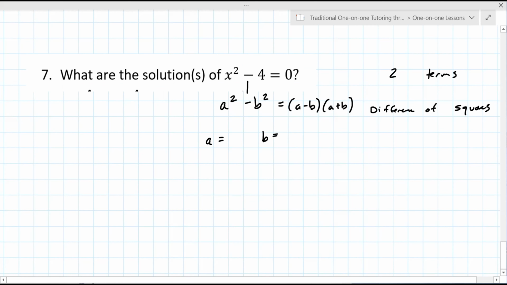Notice the minus is here. The minus means you're really just looking at the 4. What squared gets you to 4? 2. And x squared gets you to x squared. So now all you have to do is substitute these numbers into the equation. It's x minus 2, that's a minus b, x plus 2, a plus b.